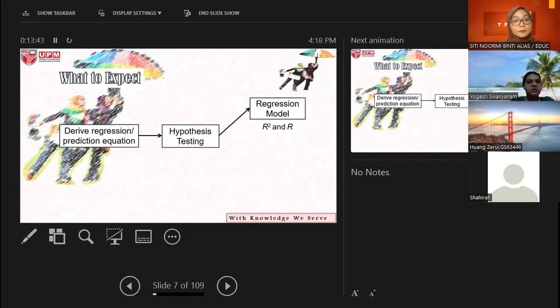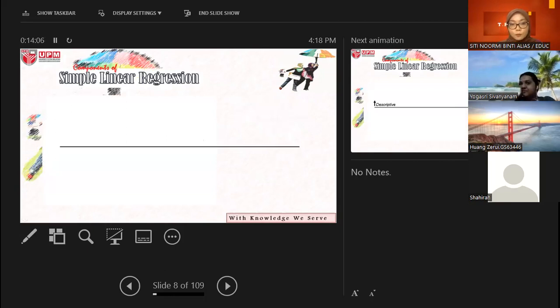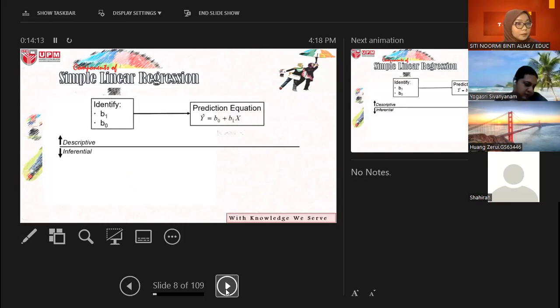It is actually the multiple correlation coefficient. But the value is similar to the Pearson correlation coefficient, the value is the same. In simple linear regression, we still run the analysis between one IV and one DV. Next, you are able to read the slope, kecerunan.